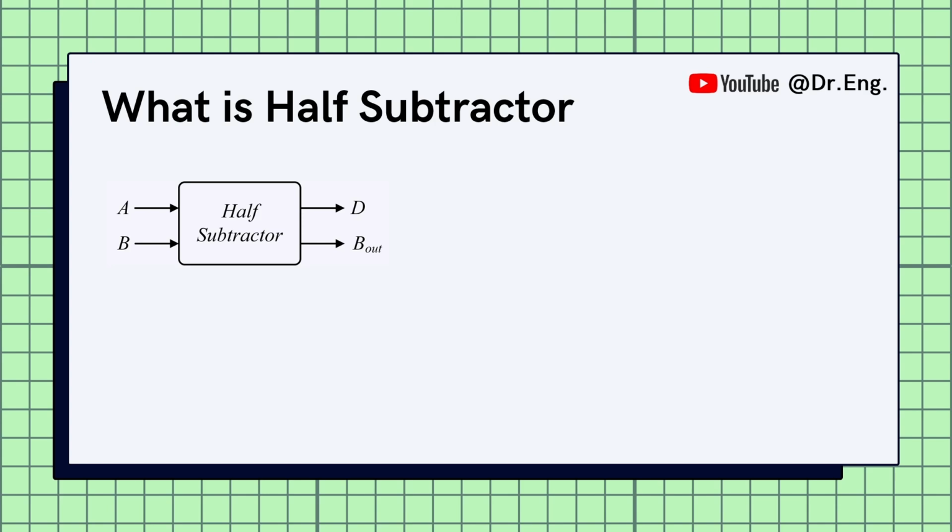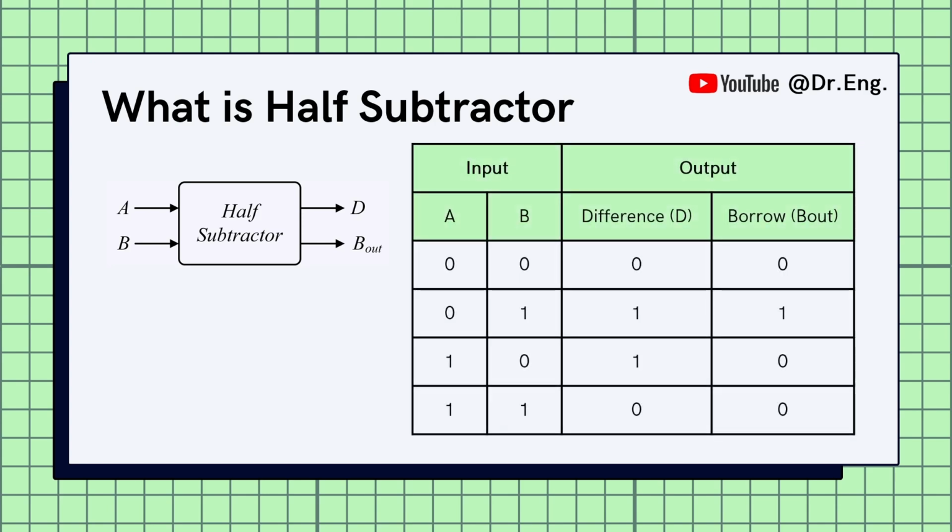This is the truth table for a half subtractor. When both A and B are 0, there's no difference and no borrow. If B is larger than A, like 0 minus 1, we have a difference of 1, and we need a borrow. If A is greater than or equal to B, the difference is either 1 or 0, but no borrow is needed. Now let's look at the logic expressions for the half subtractor.